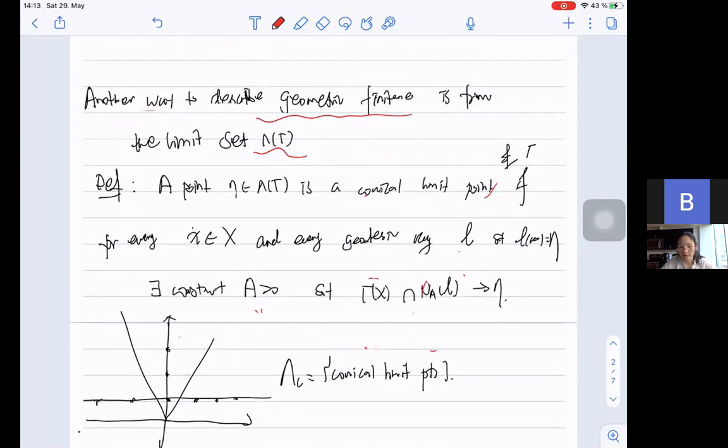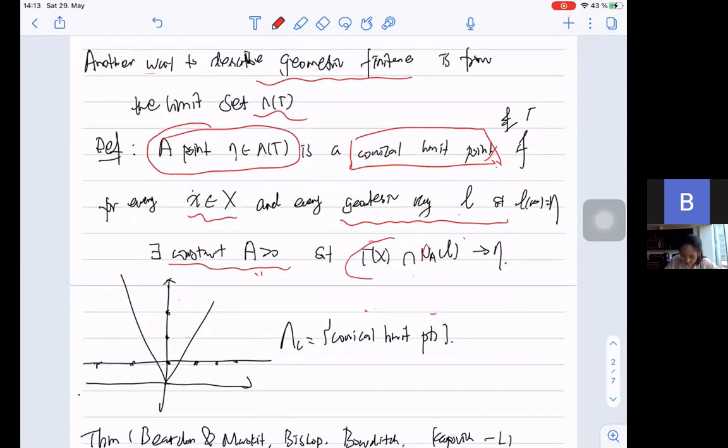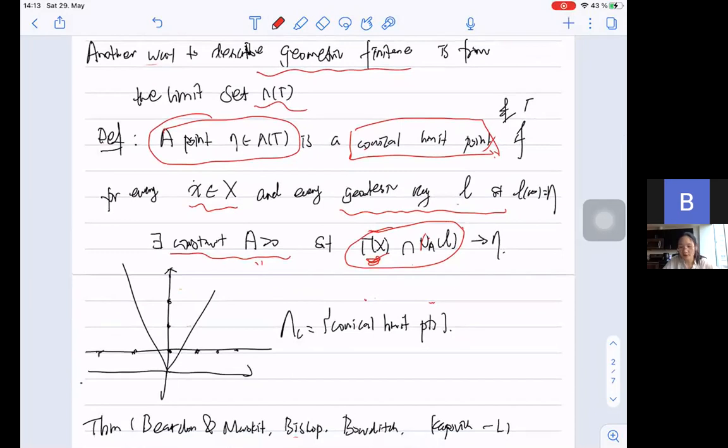In order to review this definition, we need to classify what kind of points are in the limit set. For example, if we have a point eta in the limit set, we say it's a conical limit point if for every point X inside our manifold and every geodesic ray L which approaches the point eta, there exists a constant A greater than 0 such that the intersection of the orbit of this point X with the A neighborhood of the ray L accumulates to eta. Then we say eta is a conical limit point.